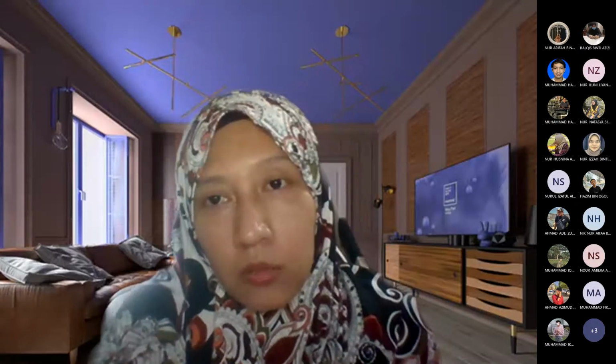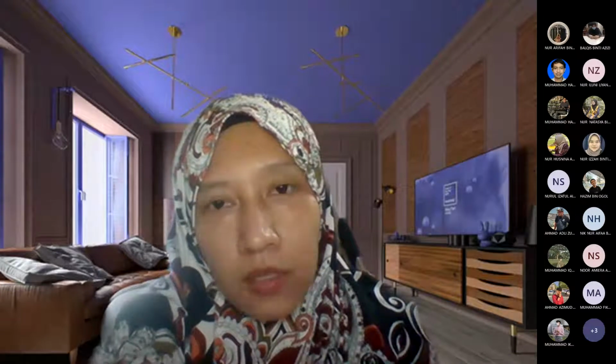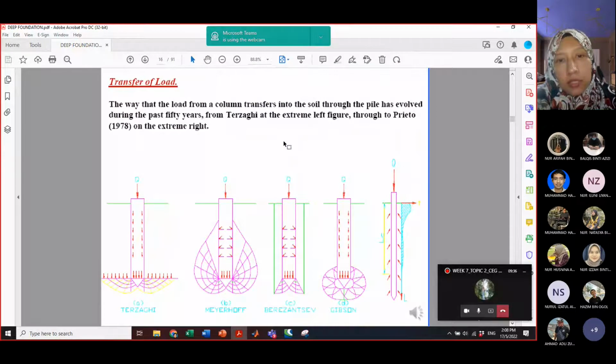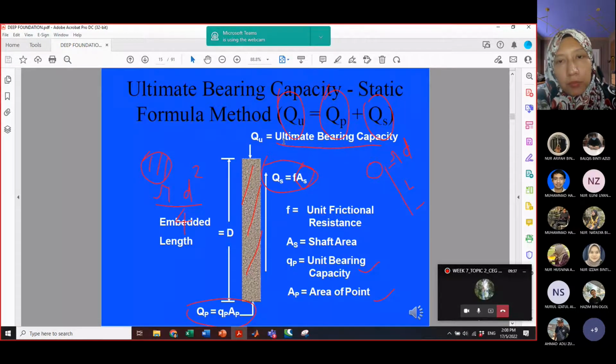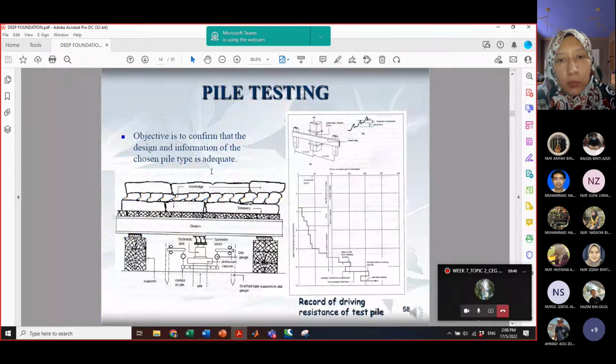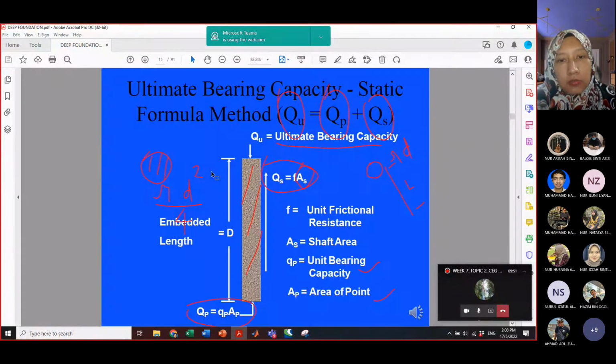So now I am going to explain further the analysis part. That means how we calculate the ultimate bearing capacity through the static formula. Okay, this is actually part of topic 2 and we already discussed it last week. So this is more to refresh what the end bearing and the skin friction are.